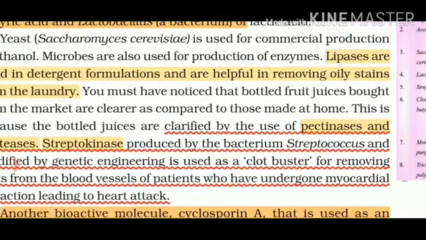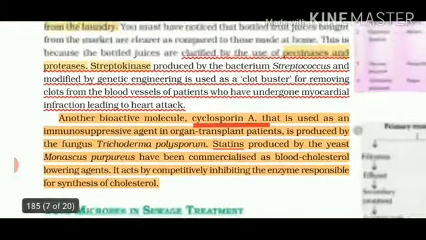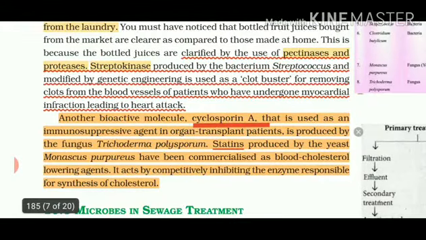Now we will talk about the number 3 paragraph, in which they have talked about several kinds of bioactive molecules. Number 1st is cyclosporin A. Where is it used? It is used as an immunosuppressive agent in organ transplant patients.